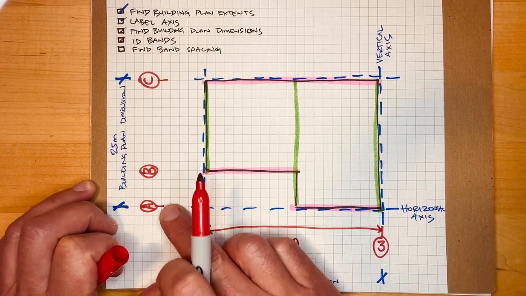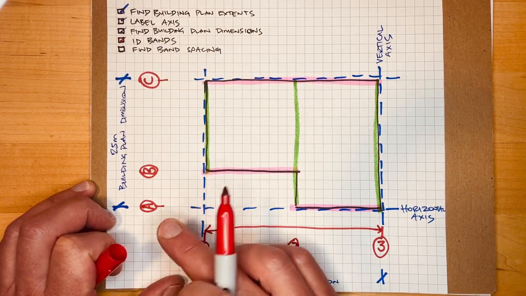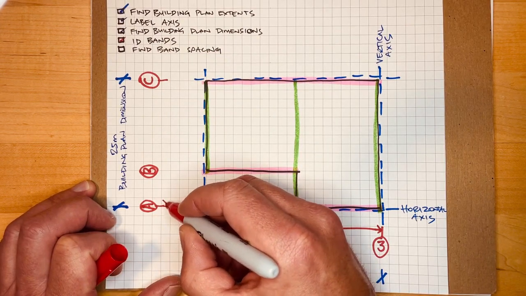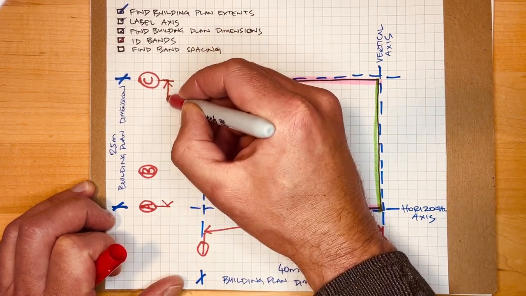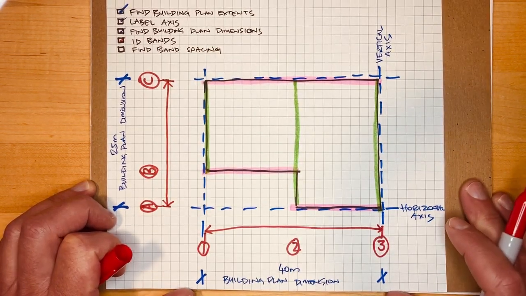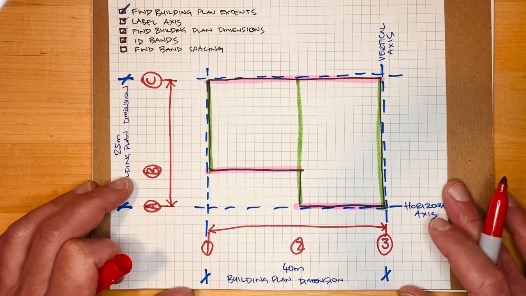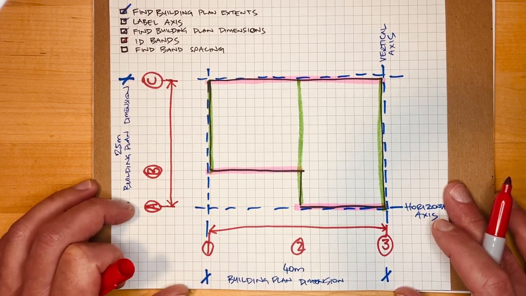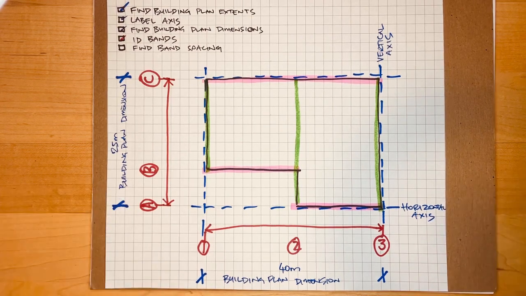The same thing works up the vertical axes. Again, we're finding the center line of the furthest end bands, which in this case are A and C. We're going to measure between them, and we're going to enter that measurement into the calculator when trying to understand the band spacing for bands along the vertical axes.